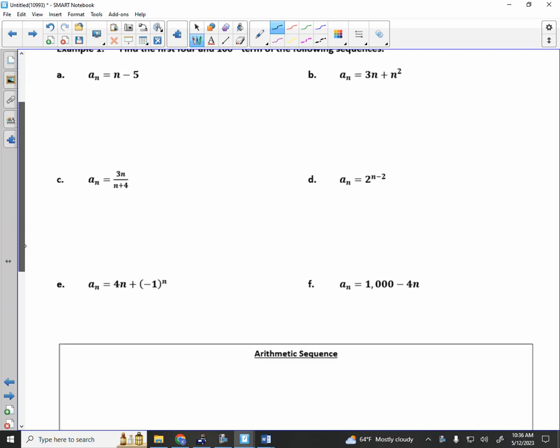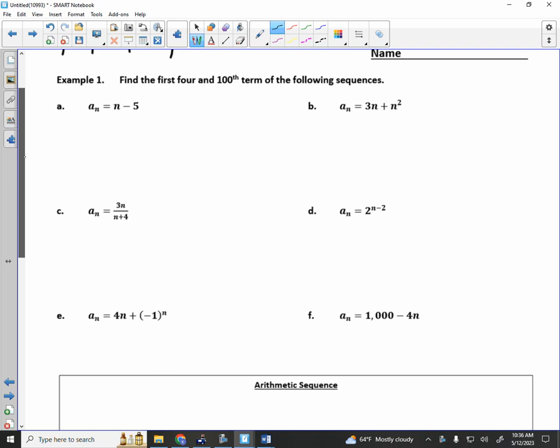So this says to produce the first 4 terms and the 100th term of this sequence. This is the terminology used for sequences. A sub n is equal to n minus 5. So if we want to know the first term, a sub 1 is equal to, and then for n we plug in 1. 1 minus 5, which gives me negative 4 is the first term of that sequence.